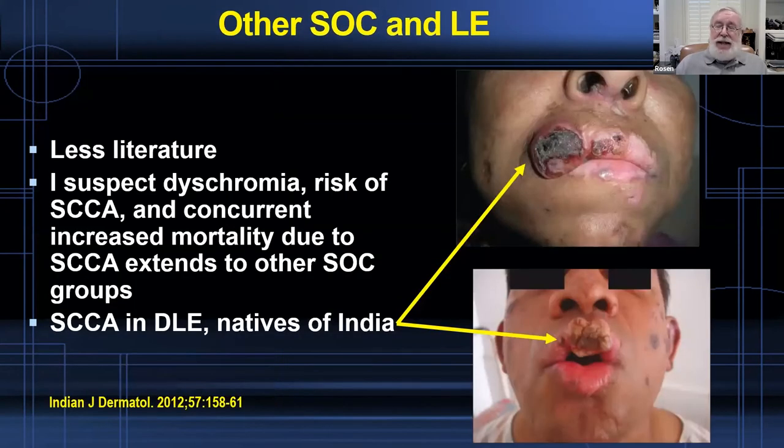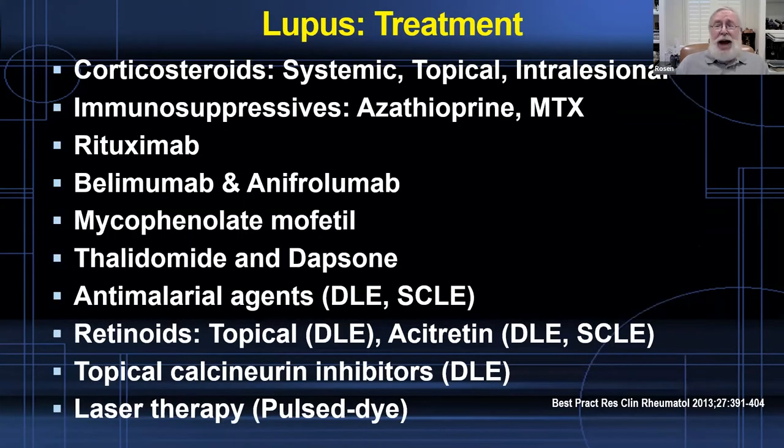This is from Indian literature, from the subcontinent of India. And in this case, there are two cases of squamous cell carcinoma developing in DLE in those from that area. Again, loss of pigment and chronic inflammation. Lupus treatment. Anytime you see a list this long, as you did with hidradenitis, you know that there's no absolutely guaranteed medication that's going to work on every patient for every subset of the disease, or there wouldn't be a list like this, right? Steroids, of course, systemic, topical, intralesional.